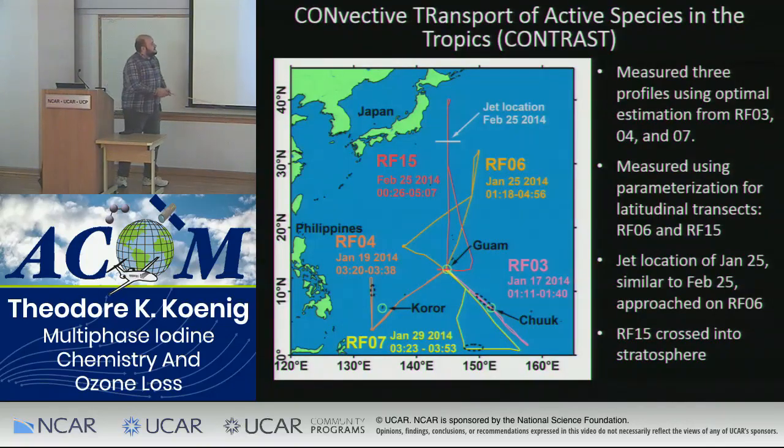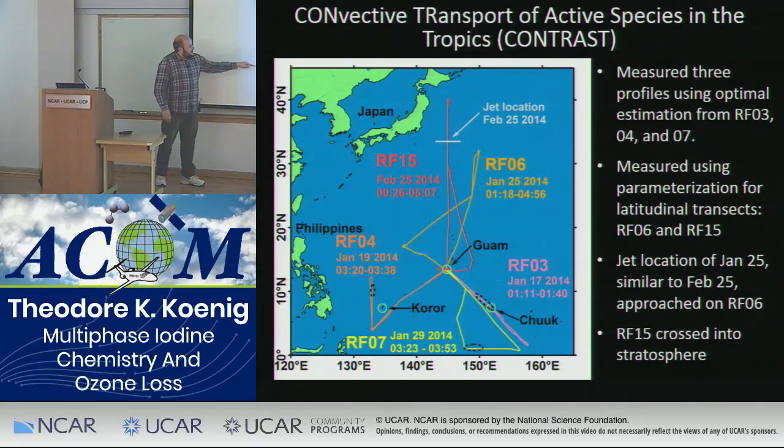This brings us to the convective transport of active species in the tropics, CONTRAST, which was another mission we flew on the G5 back in 2014, January and February. We were based out of Guam, and I'm going to focus on two flights here because they are the ones relevant to the stratosphere. On RF6, we flew north. We got close to the jet, which is approximately the same location as it was a month later. And then we flew back to Guam. We went up at one altitude, climbed a bit, and then came back at a slightly higher altitude.